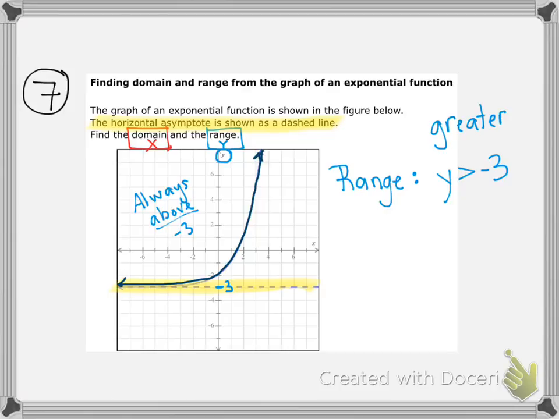The domain is the x values, so we would look at the x-axis and see how far our function is traveling to the left and to the right. Since it keeps going both directions, our domain is all reals, which means it could be any number. It keeps going both directions and does not have a point it cannot cross.